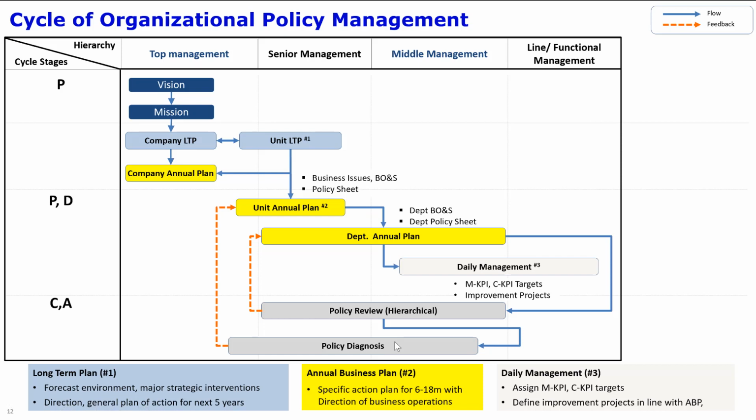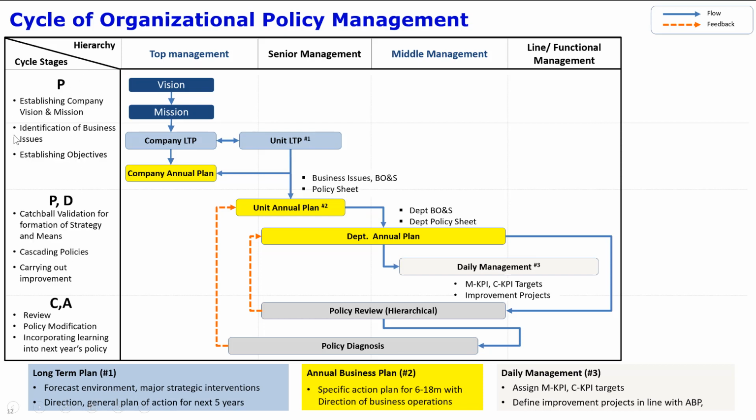Having understood this, let's understand what these cycle stages of PDCA are. So essentially, we discussed that the plan is about establishing the company's vision and mission, identification of the business issues that are facing the organization, and establishing the objectives from there. The do here is about cascading the policies and carrying out improvement. And the check and act is about reviews, policy modifications, and incorporating the learning into the next year's policy.